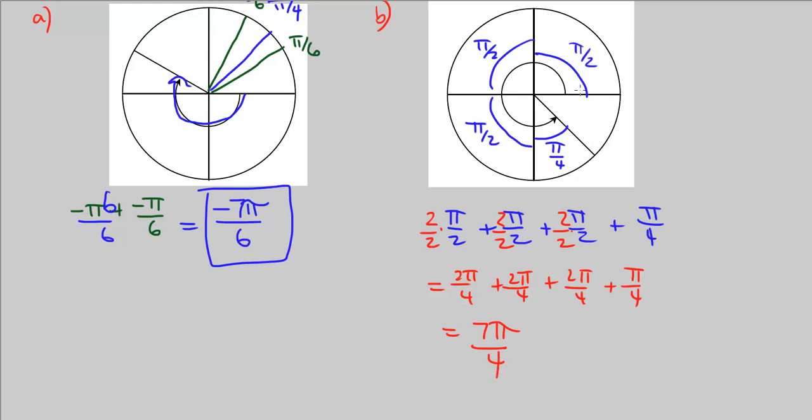Okay, so this angle measurement is positive 7 pi over 4 radians. Let me even write radians next to it. I want to write radians next to this one as well. Alright, so that's going to end for us CPM Precalculus Chapter 3, number 94.